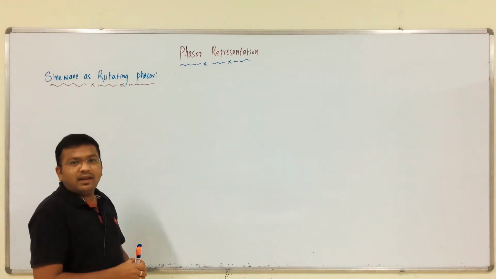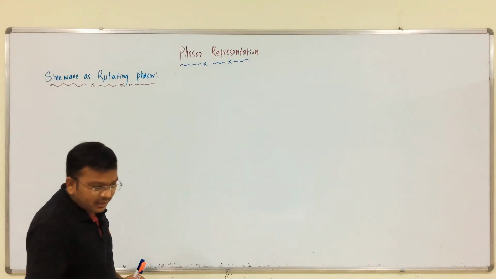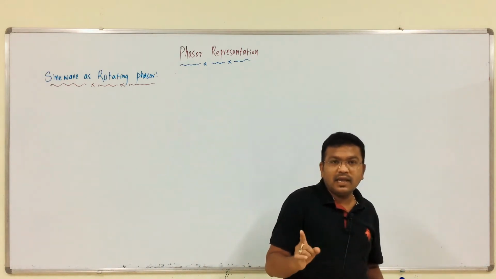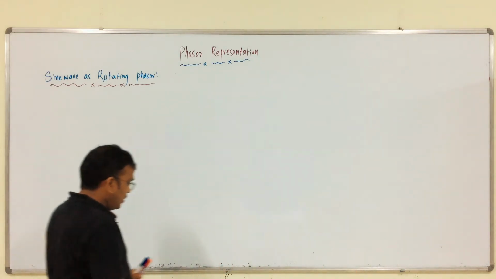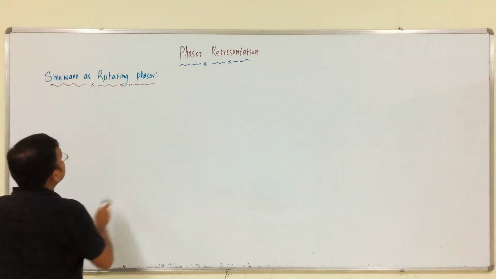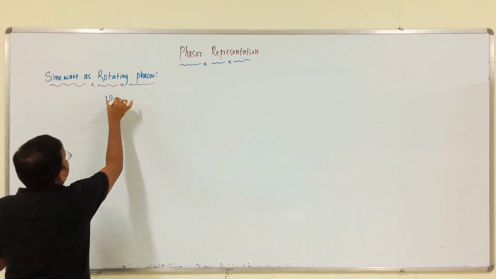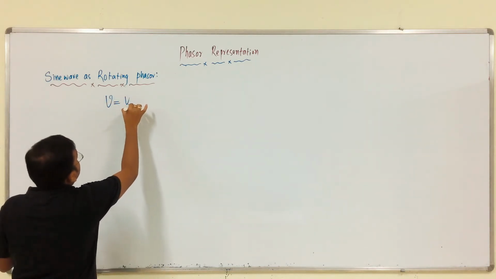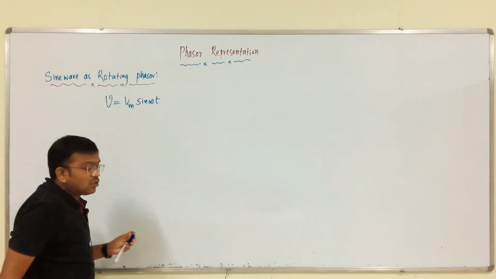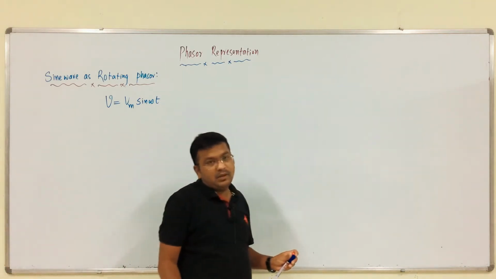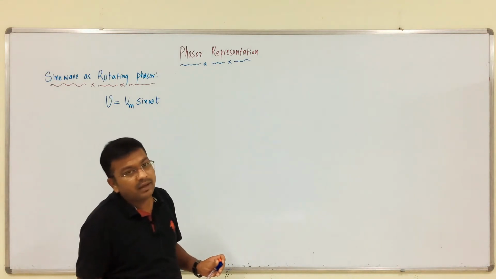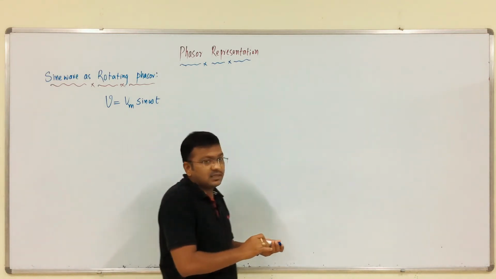Hello everyone, now we have to discuss the next concept, which is sine wave as rotating phasor. So, what is the observation from the last class? We have to discuss this entire concept based on this voltage, V equals V m sin omega t. You can consider current also, that is I equals I m sin omega t.